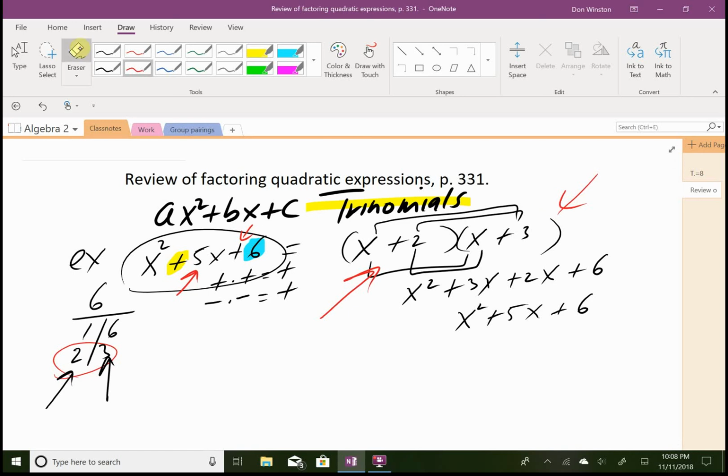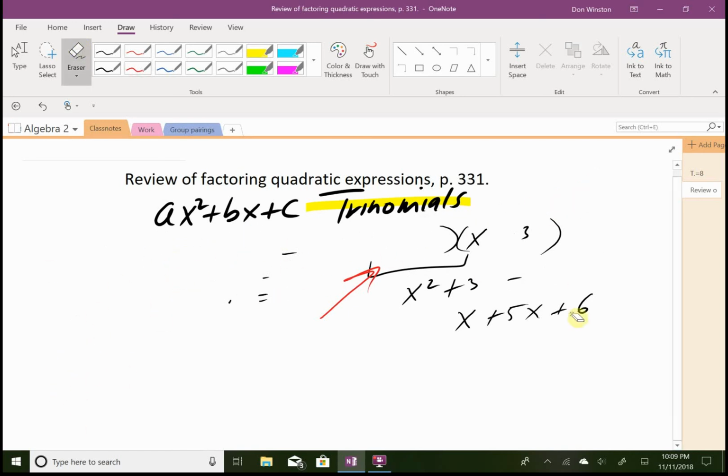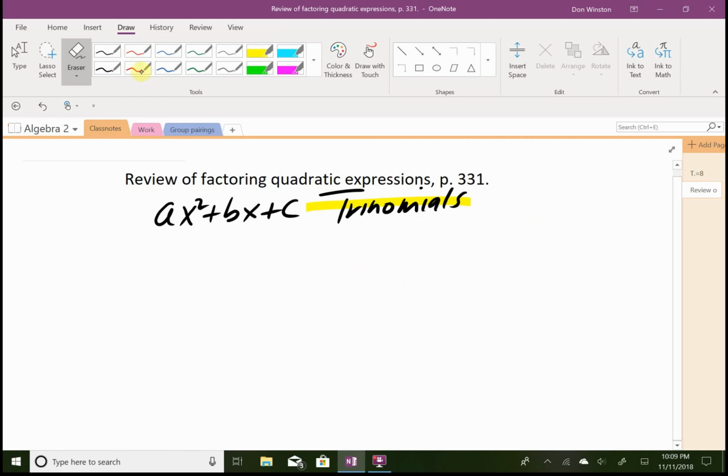Alright, let's look at some more examples here. Let me clear the board. So for the next example, we have x squared minus 3x minus 28. So here my c term is a negative 28. So I need to find factors of negative 28.